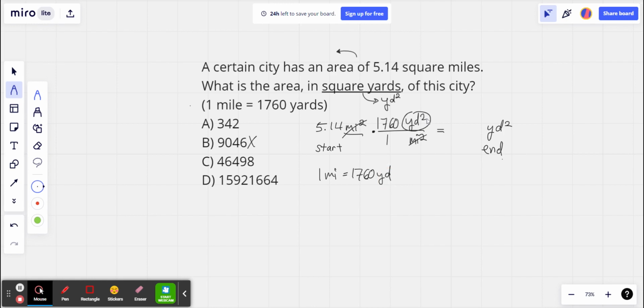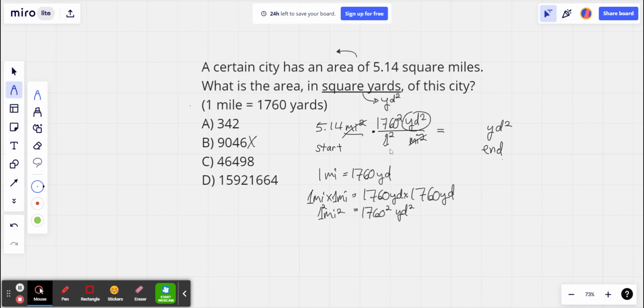It says 1 mile is equal to 1760 yards. But our conversion there has these square things, right? It has those 2's. So that actually is going to be 1 mile times 1 mile is equal to 1760 yards times 1760 yards. That's what's actually happening here. So we actually have 1 mile squared, and I could show that as 1 squared, if you'd like, is equal to 1760 squared, because the units are squared. So if ever you see the units are squared and your conversion factor is not squared, you're going to have to square your numbers. Otherwise, you're going to get this question wrong.